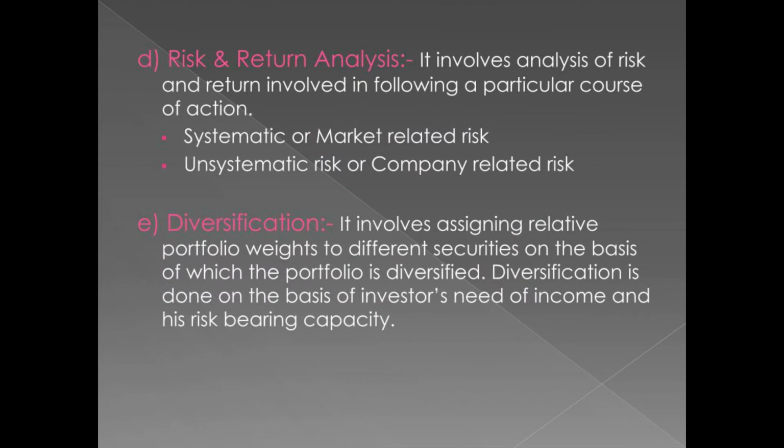So next is the risk and return analysis. It involves analysis of risk and return involved in the particular course of action, like systematic risk or market-related risk, or unsystematic risk or company-related risk. As we know, systematic risks are uncontrollable, for example, non-availability of raw materials, inflation fluctuations, and the import-export policy of the government. Then second is unsystematic risk, due to mismanagement and defective sales policies, increasing inventories, defective marketing of products, etc.